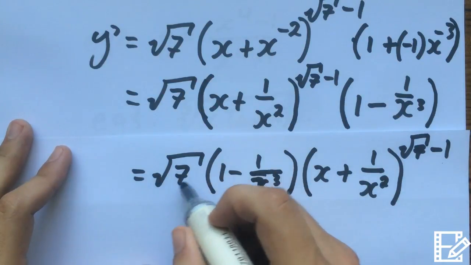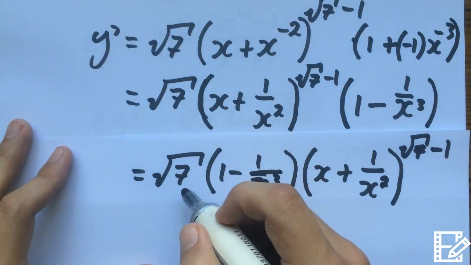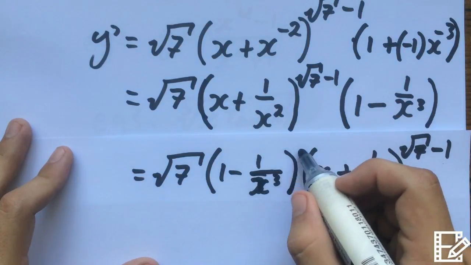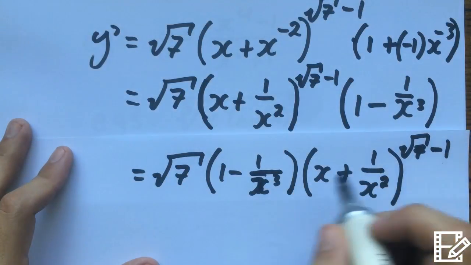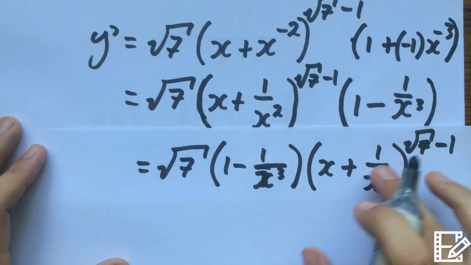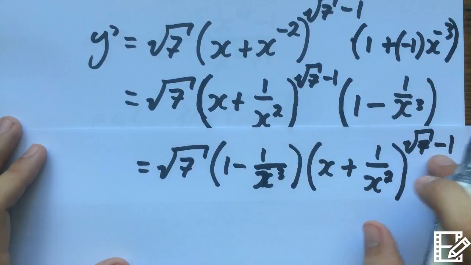So I left this out the front because this is the number. You usually leave a number out the front if you've got one. Now I left this here because it hasn't got a long power like this has. So it's small. And this, I left out here because the power is long.